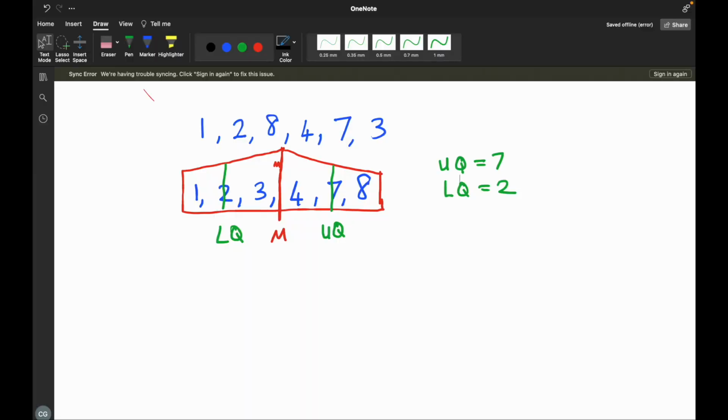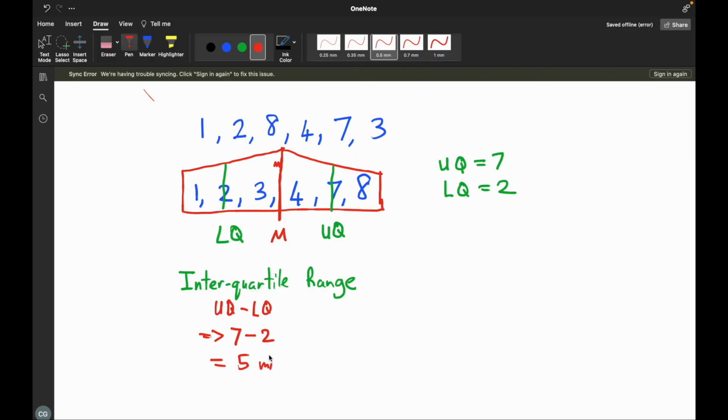The interquartile range. Okay, so interquartile range. How do we calculate the interquartile range now? By subtracting. Subtracting what? The lower quartile from the upper. Lovely. So upper quartile minus the lower quartile. So in essence, that would be 7 minus 2, which is 5. So let's say the unit was minutes, so we would say 5 minutes.